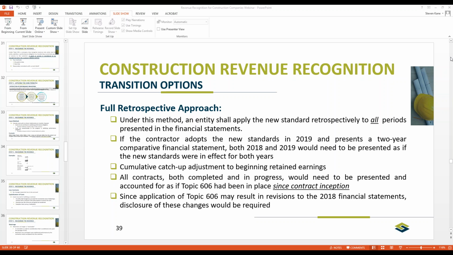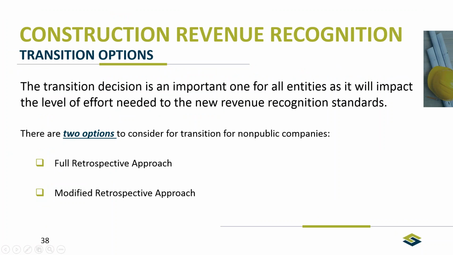So what that means is you're going to have a cumulative catch-up adjustment to beginning retained earnings in 2018, and all contracts presented in the statements, both completed and in progress, are going to need to be presented and accounted for as if these new standards were in place since inception on each contract. And lastly, since there are probably going to be changes to the 2018 statements, there are going to be disclosures required to tell the reader exactly what changed from 2018 to 2019.